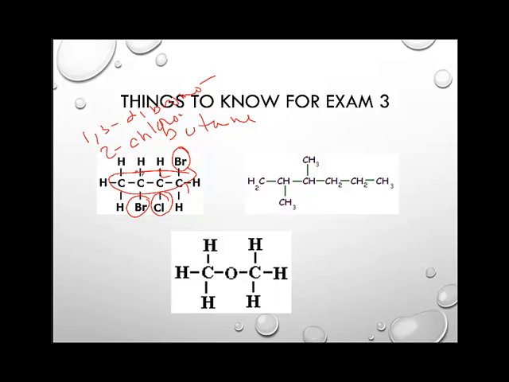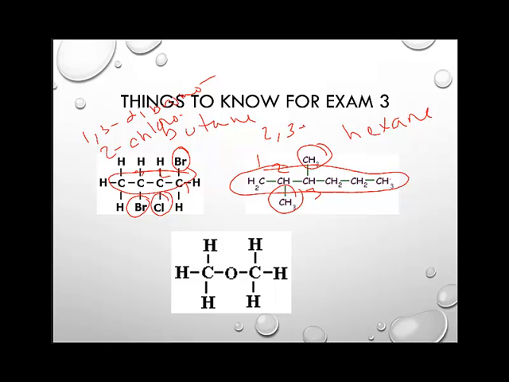Just as a review from alkanes in general, because there are a couple alkanes on the test. 1, 2, 3, 4, 5, 6, which is hexane. We start from the side that's closest. 1, 2, 3, 2, 3, dimethyl, hexane.